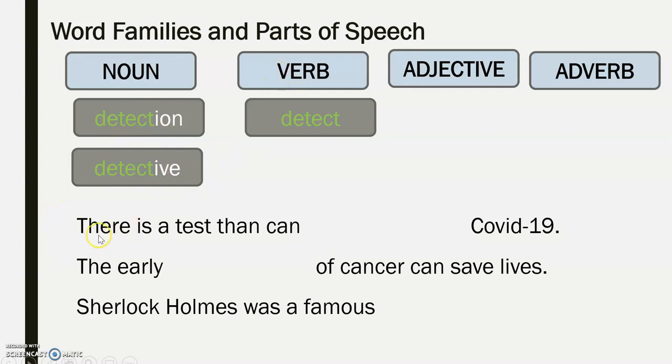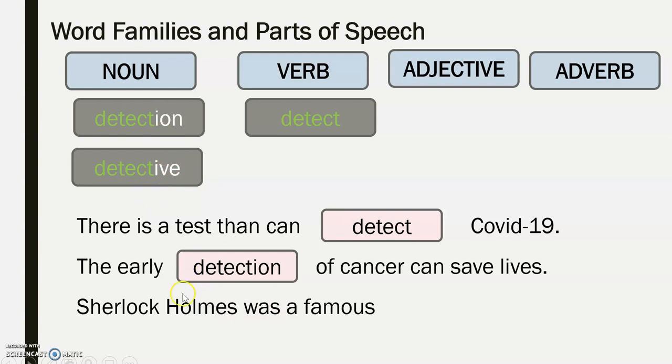So let's look. We have to pay attention to the sentence. There is a test that can detect COVID-19. After can, we're always going to have a verb. Let's see if we're right. Yep, can detect. The early detection of cancer can save lives. The early detective, no, because detective would be probably a person. Let's try this one. Detection. Sherlock Holmes. Oh, everyone knows who Sherlock Holmes is. He was a famous detective.